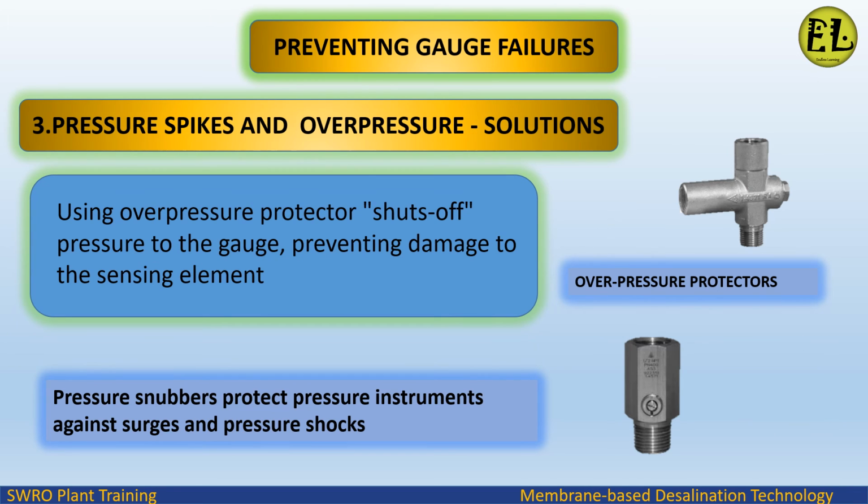Preventing gauge failures 3: pressure spikes and overpressure solutions. An overpressure protector shuts off pressure to the gauge, preventing damage to the sensing element. Pressure snubbers protect pressure instruments against surges and pressure shocks.